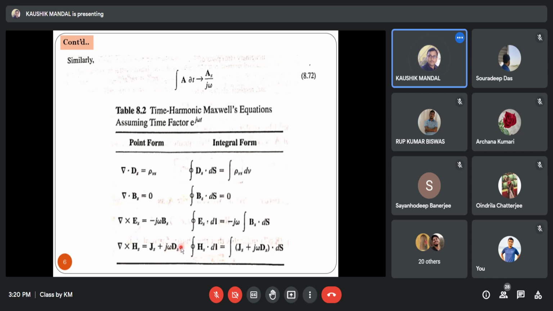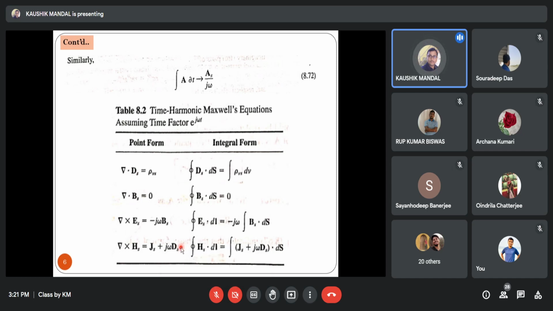So these are called the time harmonic form of Maxwell's equations, which are basically applied when we have to deal with the propagation of the electromagnetic wave. So when we deal with the propagation of the electromagnetic wave, instead of the normal Maxwell's equations, we have to consider this time harmonic form. Time harmonic form means that any time derivative is replaced by jω, and any integration with respect to time is replaced by 1 by jω.